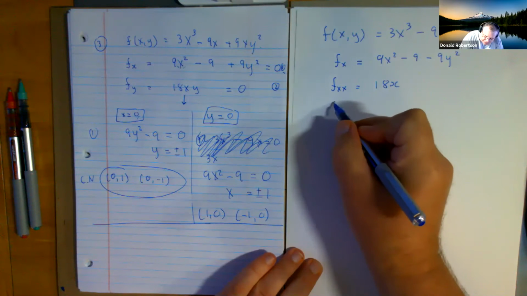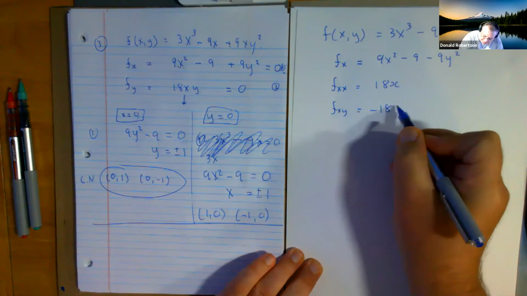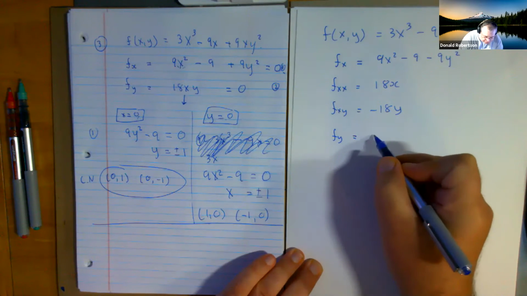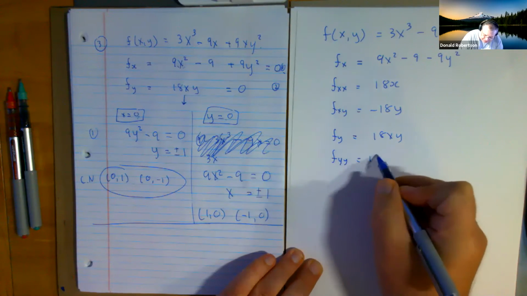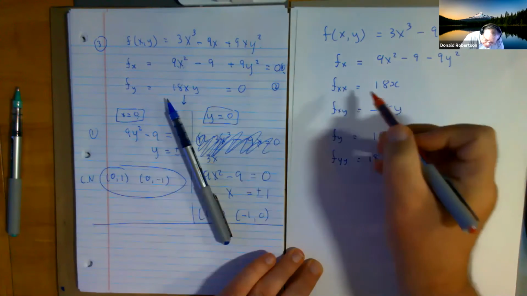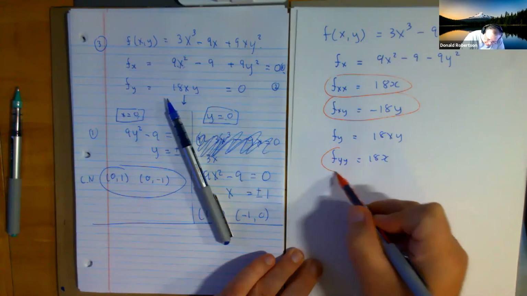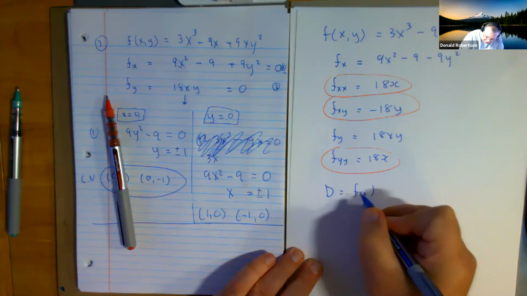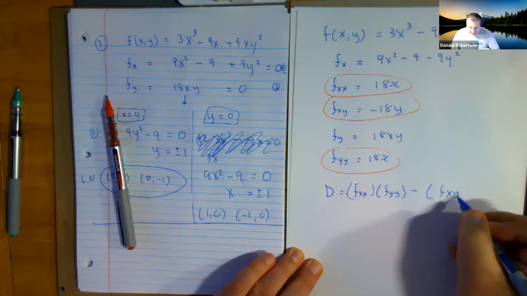I get that one. I also get nothing. I also get that one. And if I write down f of y, which is this, then f of y ends up being this. So I'll try and put circles around the ones that we need to know. We need to know this, this, and this. Because D is giving us that second derivative multiplied by this second derivative, take away this one squared.